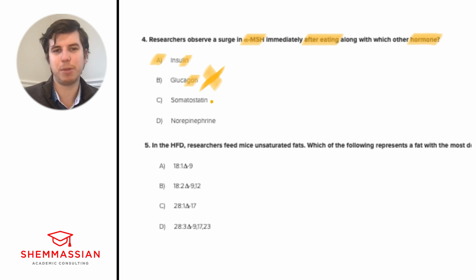Because it's only going to be inhibiting the two of these, and because we just ate, we're going to increase one of them, which is insulin. That's the one we're going to increase. So somatostatin, bad answer. And then norepinephrine.